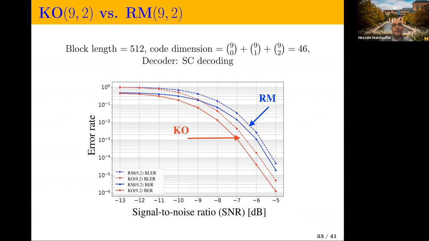And for example, this is comparing KO 9-2 with Reed-Muller 9-2. And the decoder is the same. Both of them are using successive cancellation decoding here. And KO is improving on Reed-Muller. It's 1 dB, which is quite large in the context of coding. And it's interesting that it improves both the bit error rate and block error rate, although we minimize the cross entropy loss, which is like the bit error rate. Okay, so we minimize the bit error rate, but at the same time, the neural net somehow also minimizes the block error rate for us as well.